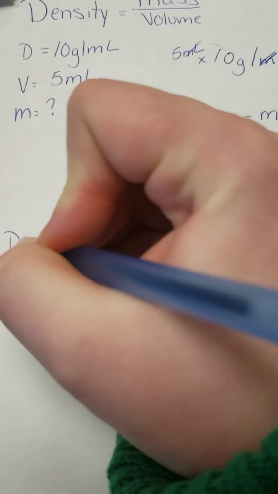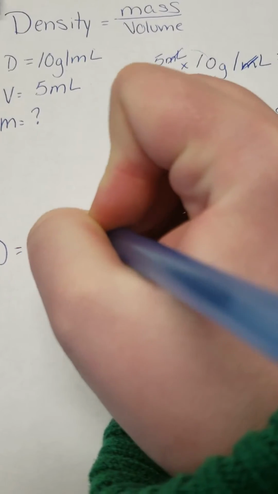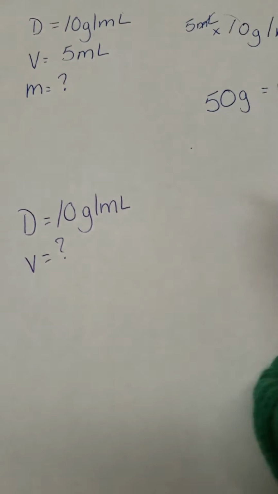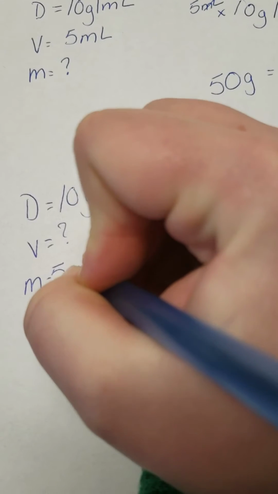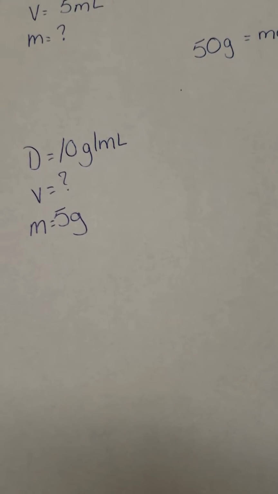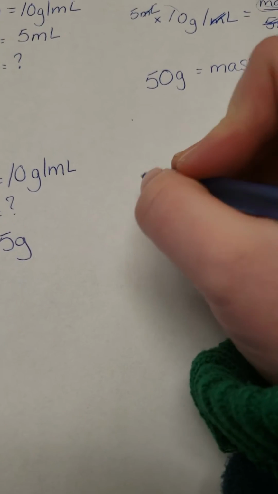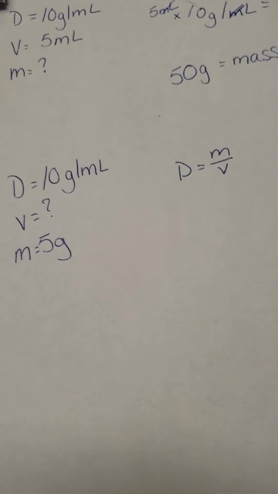Let's say, for example, that you're given a density of, we'll stick with the same numbers, 10 grams per milliliter. Our volume is going to be our question mark. That's going to be what we're trying to find. And our mass is going to be 5 grams. Okay, so if I'm trying to find out what the volume is, I have to set up the equation again. So density equals mass over volume. So I'm going to put that in down here. Density equals mass over volume, just so we don't forget.